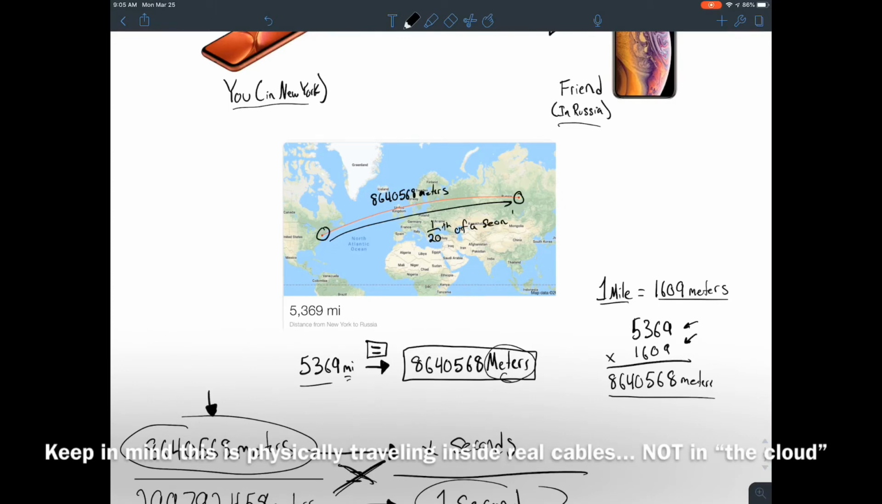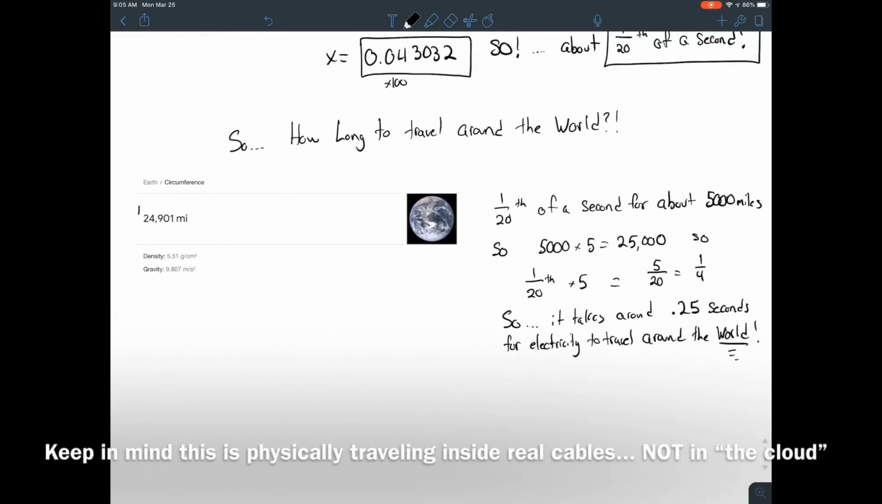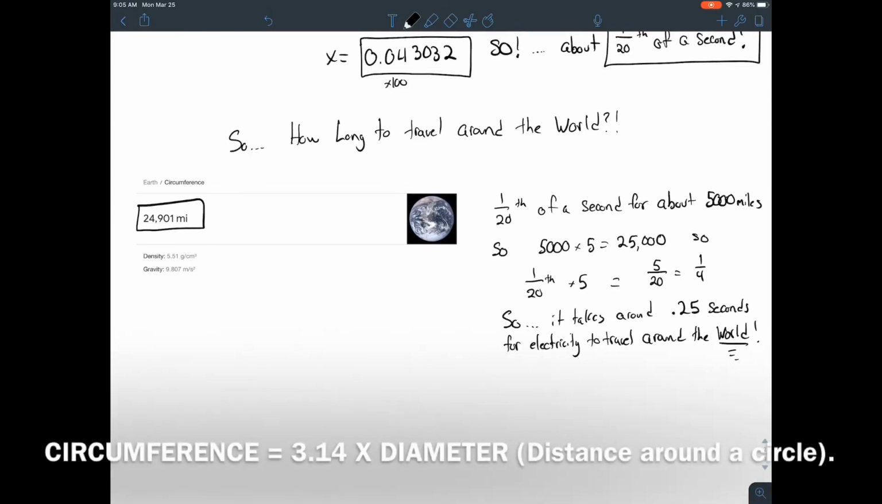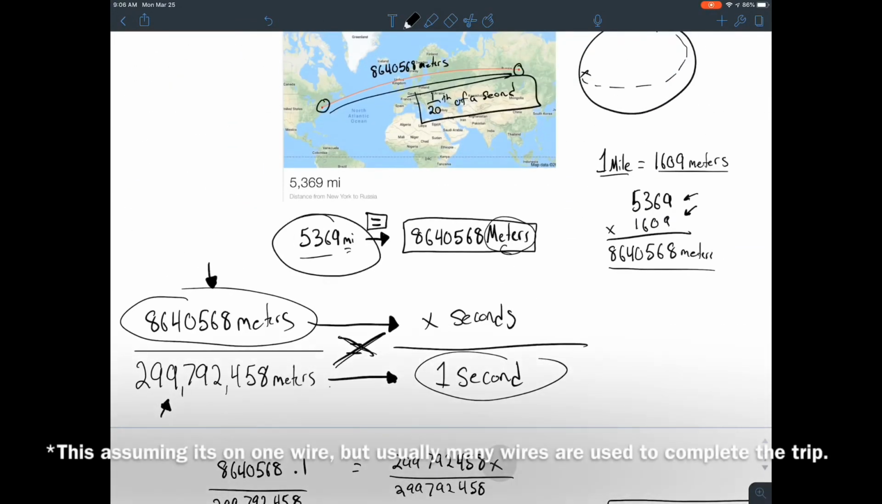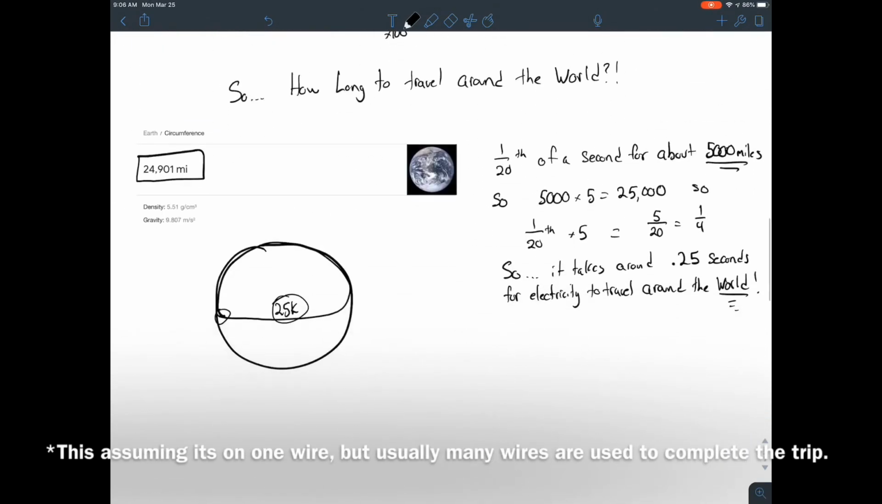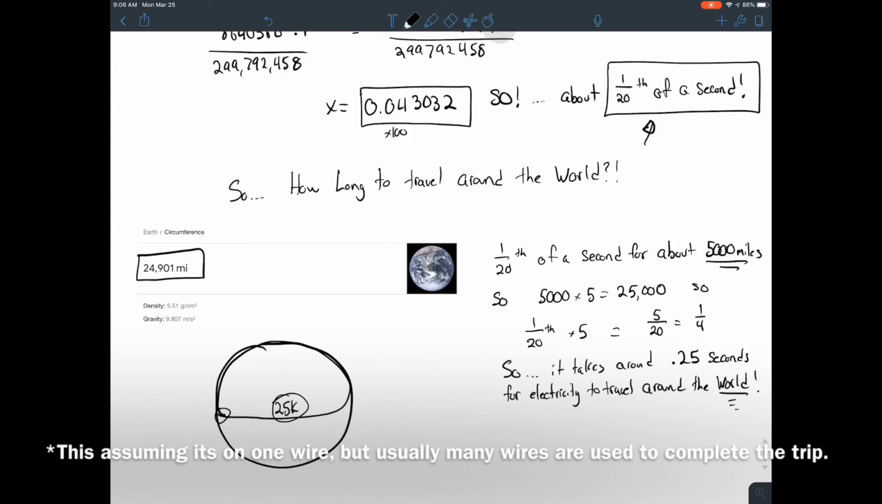So if we can do it that fast from here to Russia, how fast would it be able to travel all the way around the entire world and get back to the same spot? Well, the Earth is about 25,000 miles. And when I say 25,000 miles, this is its circumference. So its distance from one spot all the way around the world back into the same spot is 25,000 miles. So if we could assume that 5,000 miles, which is really close to what we got, we had 5,369, so we're rounding a little bit. So 5,000 miles was 1/20th of a second, which is just what we found.